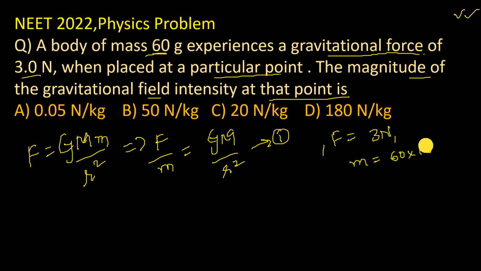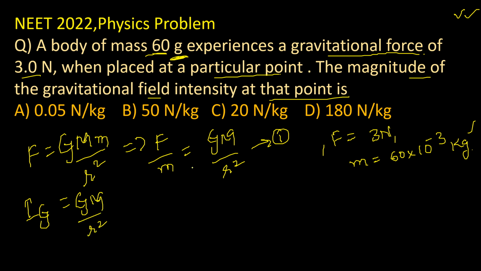60 into 10 power minus 3 kg, because they are given in grams. They are given in grams, we have to convert into kg. So we know that the gravitational field intensity formula Ig equals, what is the Ig formula? Capital G, capital M by R square.